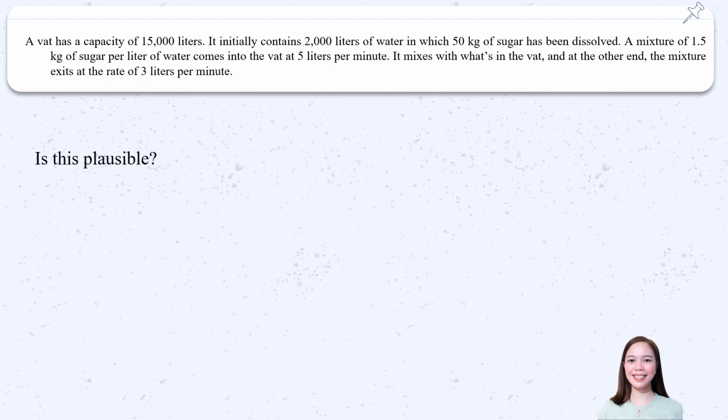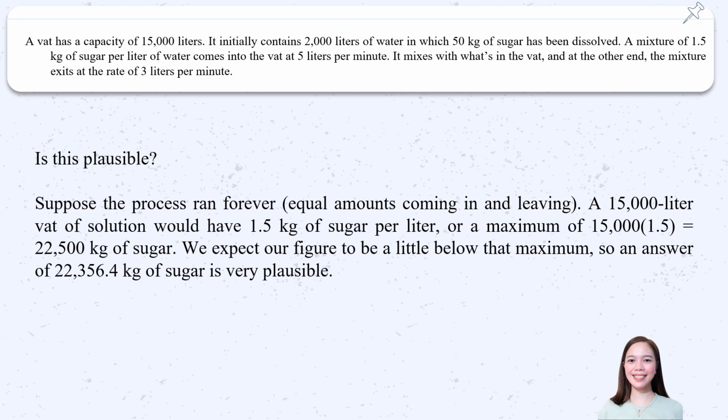So, is this plausible? Suppose the process ran forever, in which we have equal amounts coming in and leaving. A 15,000 liter vat of solution would have 1.5 kilograms of sugar per liter, or a maximum of 15,000 times 1.5, which is equal to 22,500 kilograms of sugar. We expect our figure to be a little below that maximum, so an answer of 22,356.4 kilograms of sugar is very plausible.